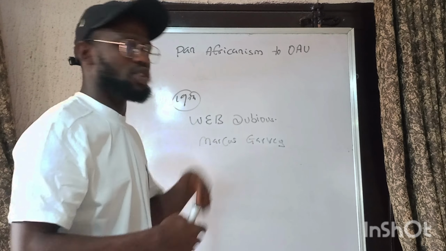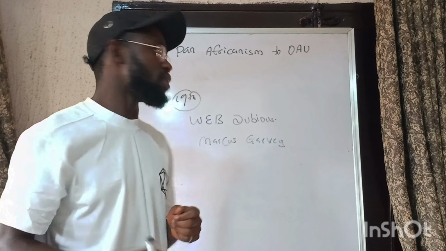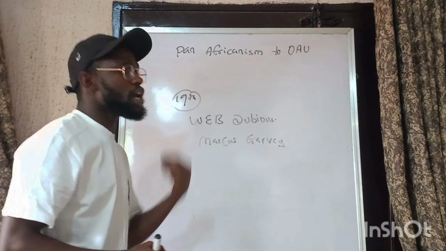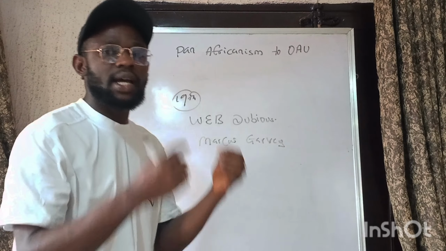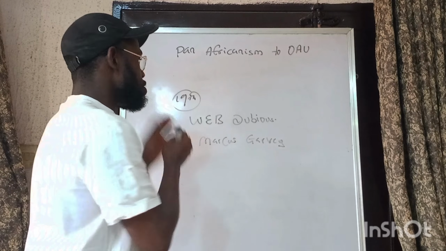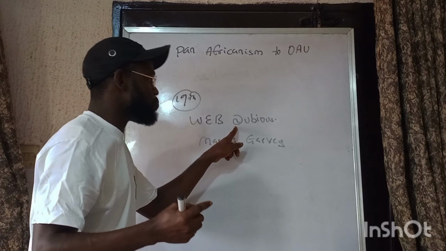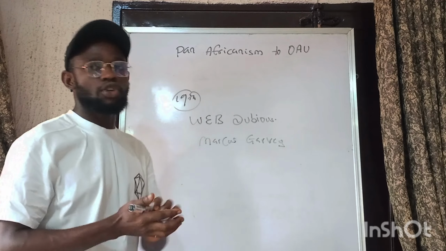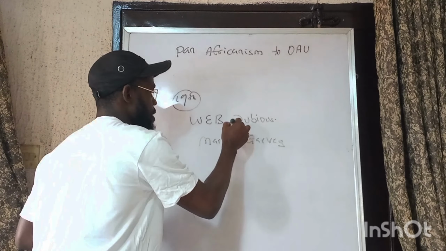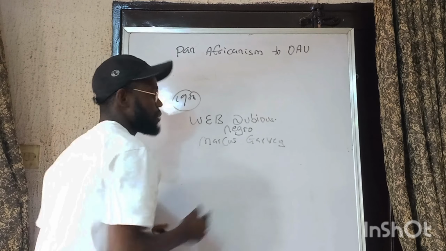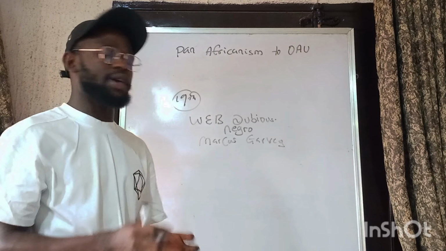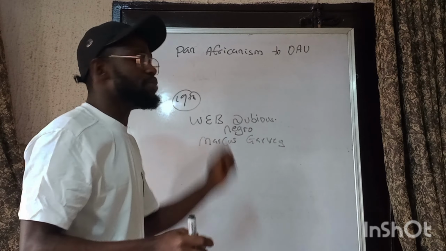This question will be asked oftentimes in JAMB, you know what I mean? They will ask you, who initiated the Universal Negro Movement? Universal Negro Movement. You look for Du Bois, W-E-B Du Bois. This is the spelling of Negro. So the Universal Negro Movement was by W.E.B. Du Bois.